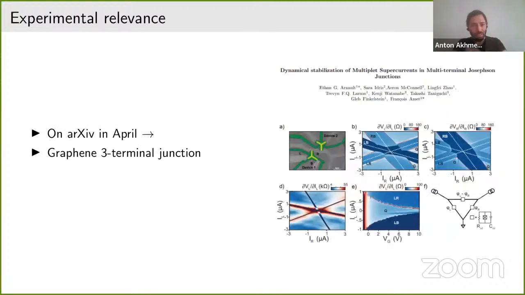Something, however, that we did overlook, we learned only fairly recently. So this is a preprint which appeared on arXiv in April 2022, and these measurements were done by the group of Gleb Finkelstein. So these are multi-terminal graphene Josephson junctions. And here you see they do have the quartet supercurrent.